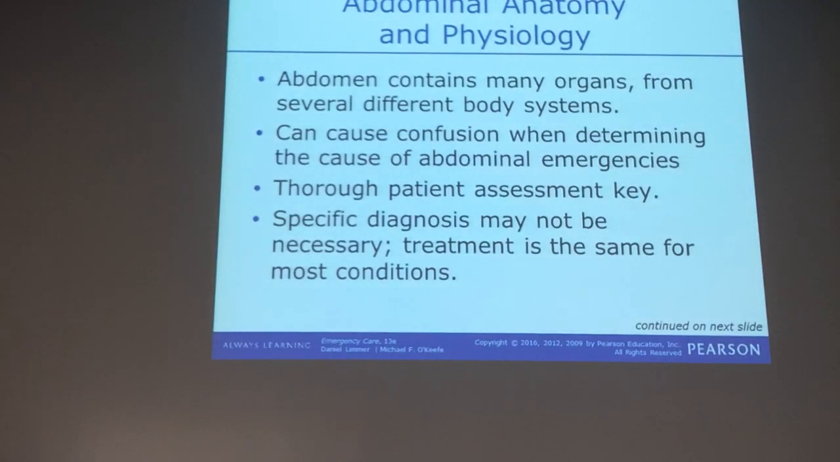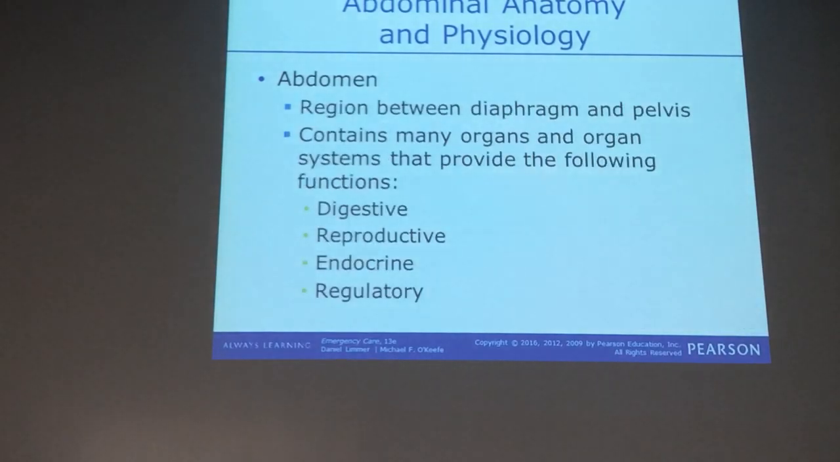So, the abdomen contains many organs from several different body systems that can cause confusion when determining the cause of abdominal emergencies. These are sometimes hard to diagnose and hard to treat if we don't know what's going on. Thorough patient assessment is key. Specific diagnosis may not be necessary. Treatment is kind of the same for a lot of these conditions, but if we know what's going on, it can make it a lot easier.